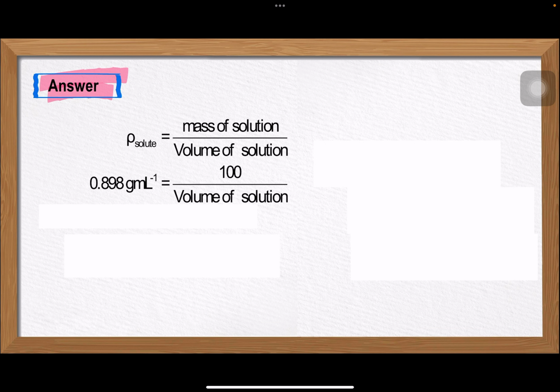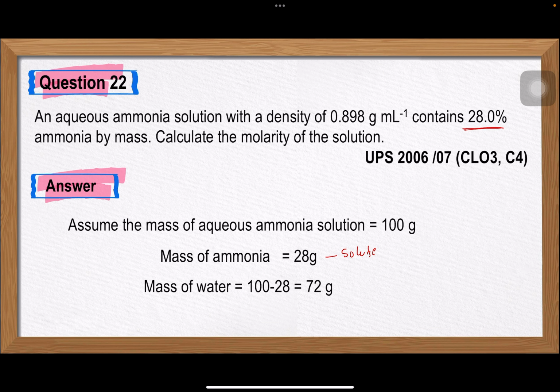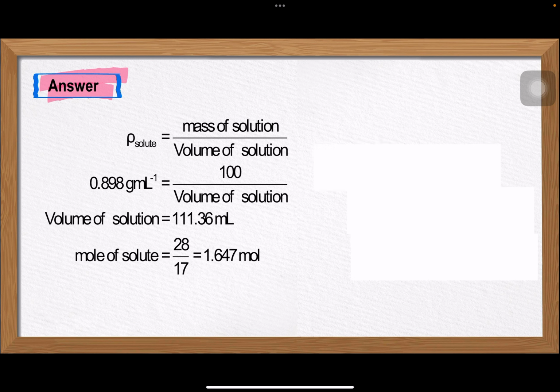So here I think the mass of water no need, because we only need the mole of solute over volume of solution. Mass of solvent no need, except if we want to calculate molal.